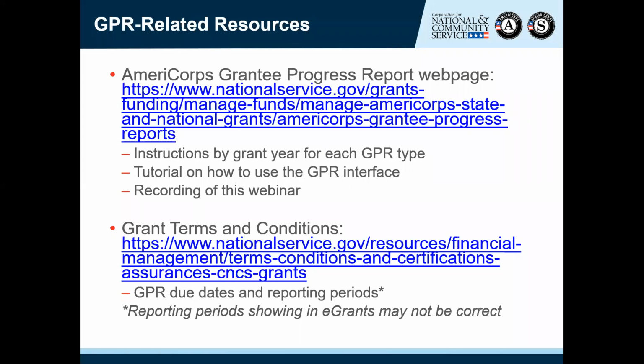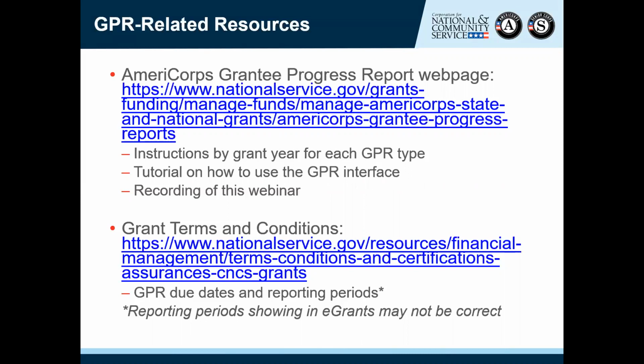We've mentioned a couple of times the AmeriCorps Grantee Progress Report webpage, link shown here. That's the first link on this slide. This is the repository for GPR instructions for all grant types, organized by grant year. You'll also find a tutorial on that site about how to use the eGrants GPR interface. And within a couple of days, you will find the recorded webinar and the PowerPoint from this training today.